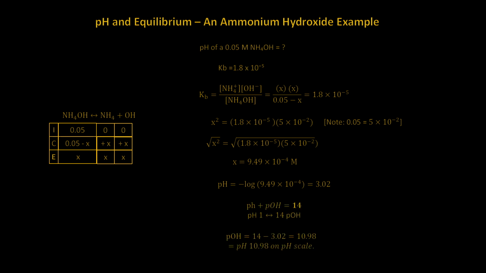Now, knowing that the ammonium hydroxide is a base, it must be converted. 14 minus 3.02 equals a pH value of 10.98 on the pH scale. If extreme precision and accuracy was required for this determination, then a quadratic equation would need to be used. However, since the remaining ammonium hydroxide is so negligible for a mineral assay determination, it can be ignored.